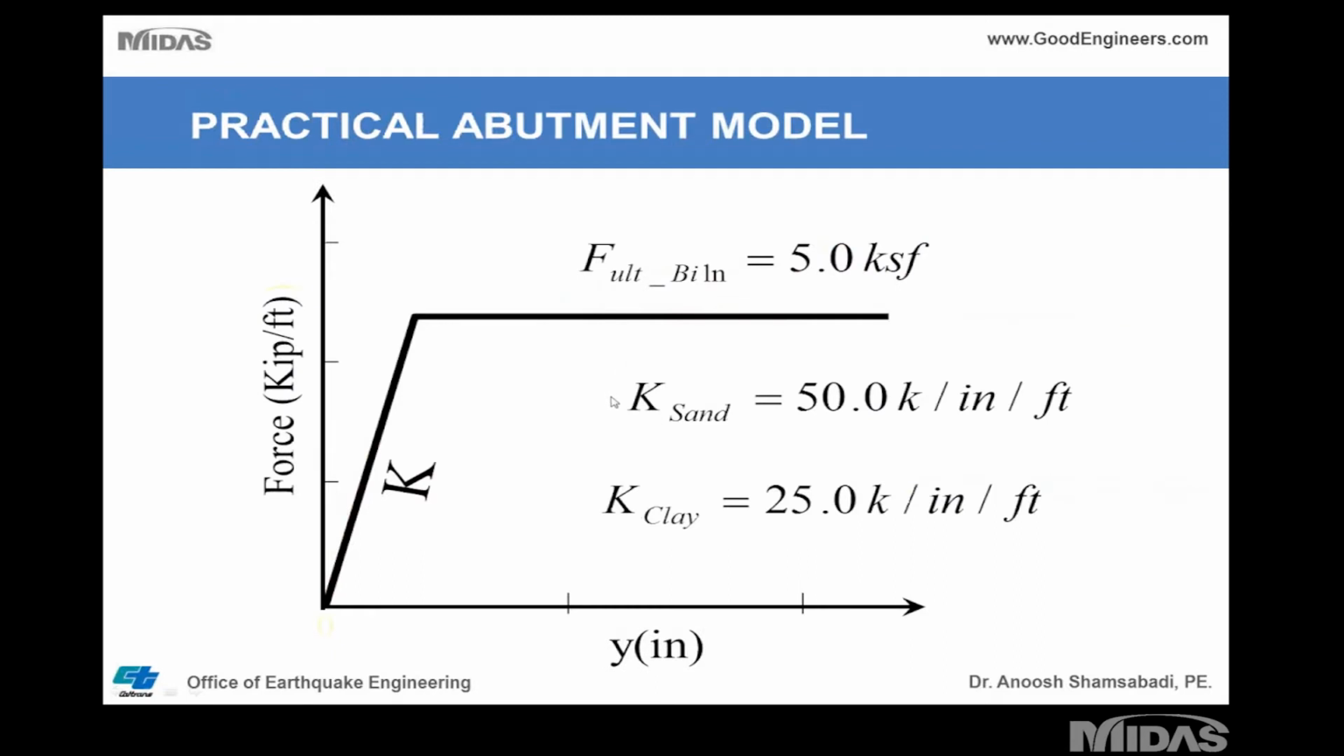According to the Caltrans SDC, we even simplified this a lot more. We're just saying, okay, ultimate capacity would be 5 KSF, and K for sand would be 50 kips per inch per foot of wall, and for clay, it would be half of it. So it takes less than a minute to calculate the nonlinear abutment springs, or elastoplastic abutment spring. Very simple. All you've got to use is these two numbers.